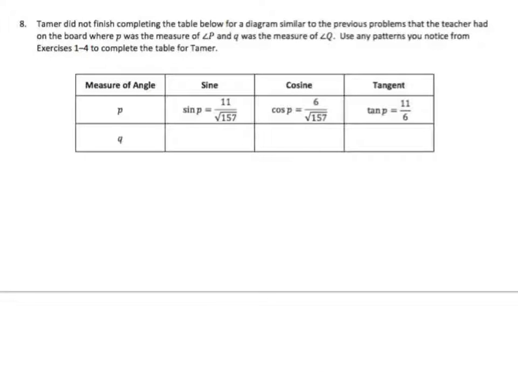Tamer did not finish completing the table below for a diagram similar to the previous problems that the teacher had on the board, where P was the measure of angle P and Q was the measure of angle Q. Use any patterns you notice from exercises 1 through 4 to complete the table for Tamer. I'm going to draw a blank triangle. We know the hypotenuse is going to be the square root of 157, and it doesn't matter. I'm going to label that one P and that one Q.